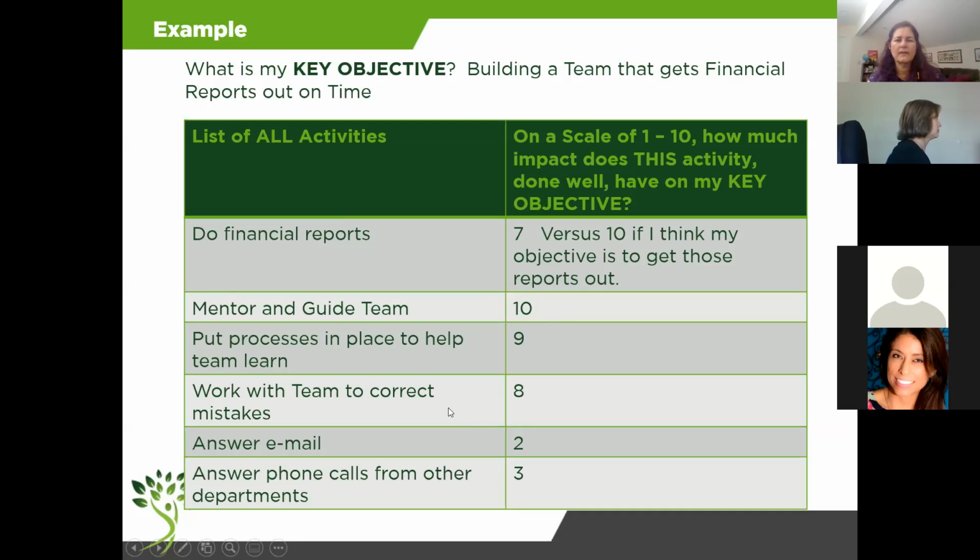If accuracy is in the objective, then this number might go up or down, working with the team to correct mistakes, right? Putting processes in place to help the team learn goes really well with building a team, but it wouldn't probably have a very high score at all if you had your key objective just be getting the financial reports out on time.